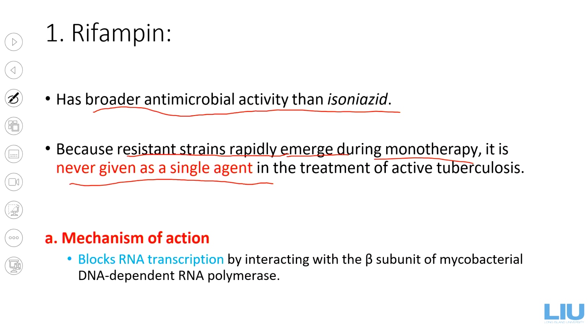Mechanism of action: they block the RNA transcription process by interacting with the beta subunit of the mycobacterial DNA-dependent RNA polymerase. So of course we need to know the mechanism of action, right? They block the RNA transcription process by binding to the DNA-dependent RNA polymerase. What does this mechanism remind us of?